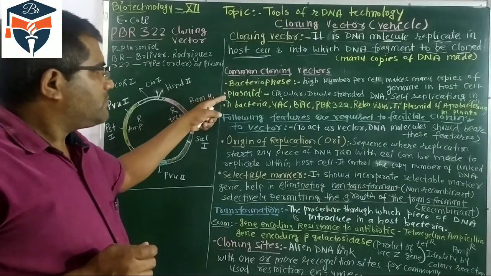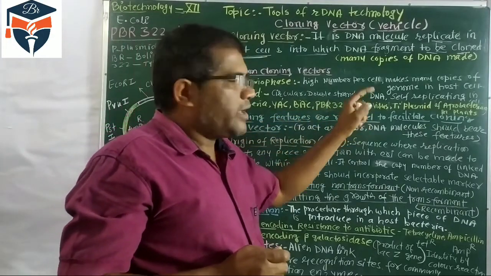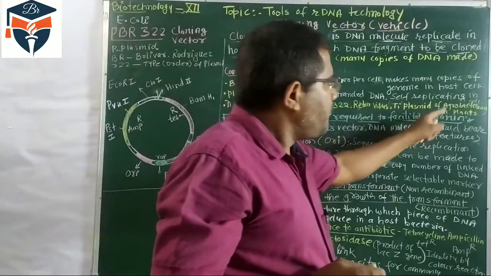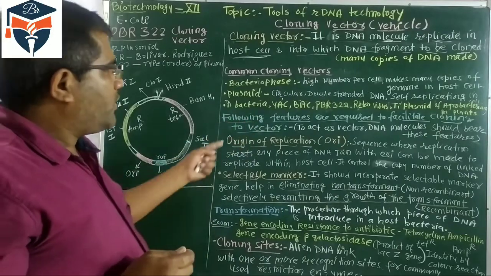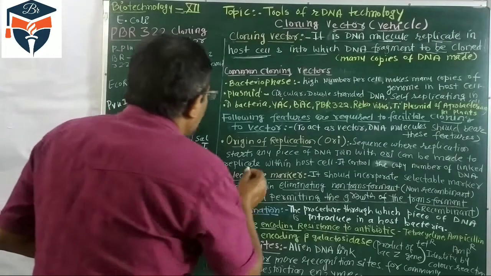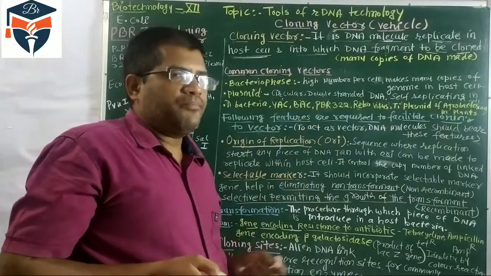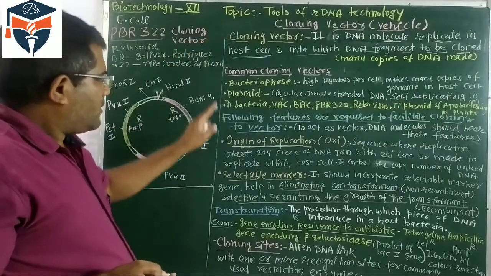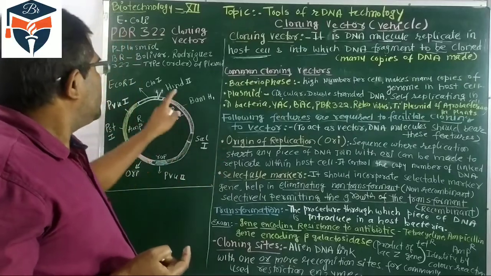And we have discussed commonly used cloning vectors: bacteriophage, plasmid, Lambda phage, YAC, BAC, pBR322, retrovirus in animals, and Ti plasmids in Agrobacterium in plants. Now, the following characteristics are required to facilitate cloning by the vector. What are the characteristics? Number 1, origin of replication, also known as ORI. So, a cloning vector should have an origin of replication.